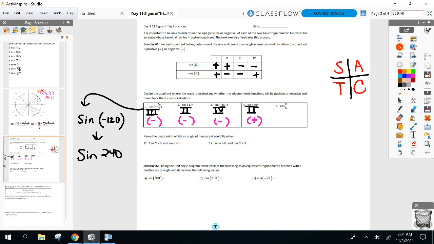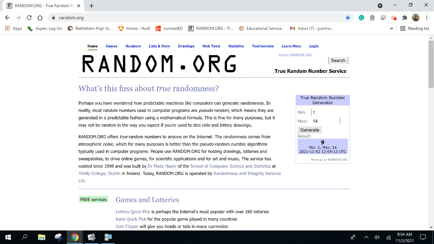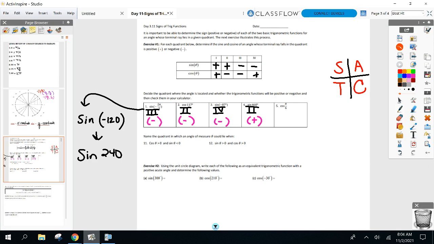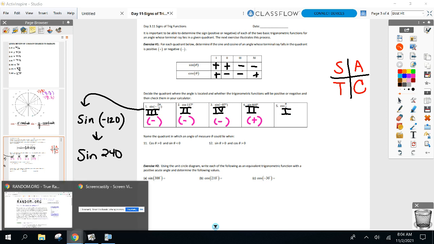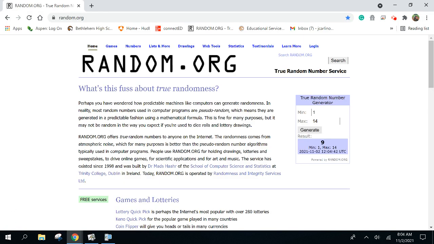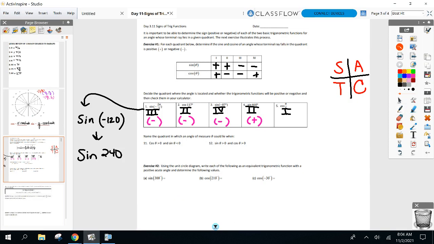Cosine pi over 6. Convert it if you need to. Look back. I just want to know the quad. I don't need to convert it for me. What quadrant am I in? 1. Yeah. Easy answer here. What do you know about cosine in quadrant 1? Positive. Everything's positive in quadrant 1.